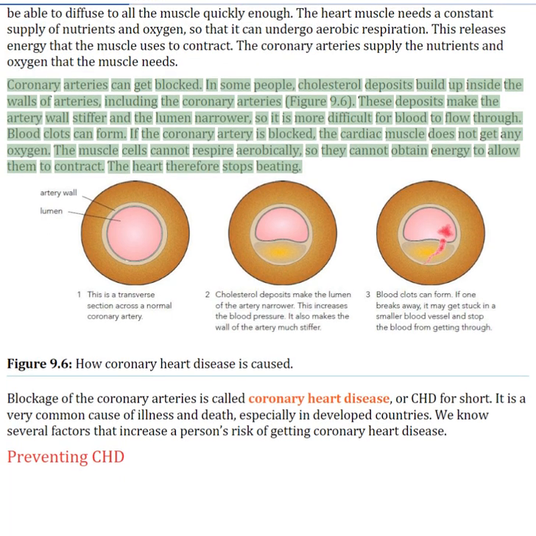Coronary arteries can get blocked. In some people, cholesterol deposits build up inside the walls of arteries, including the coronary arteries. These deposits make the artery wall stiffer and the lumen narrower, so it is more difficult for blood to flow through. Blood clots can form.